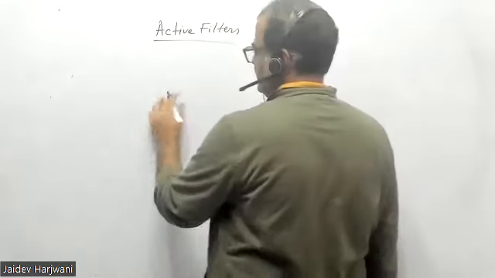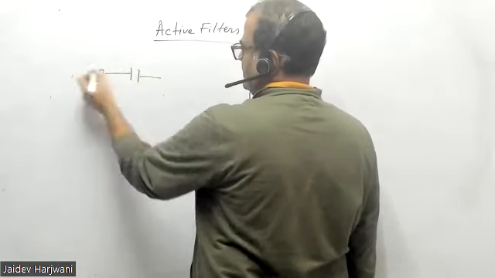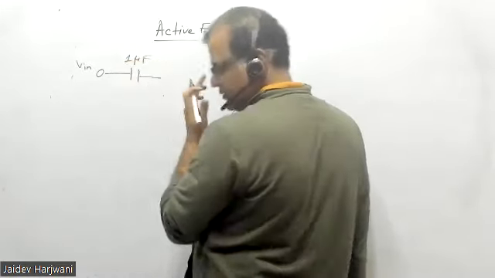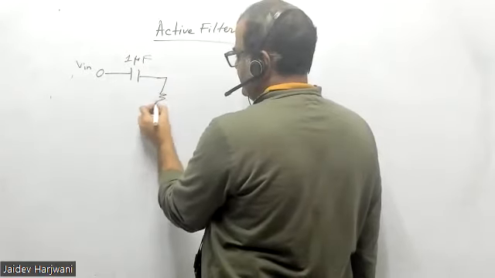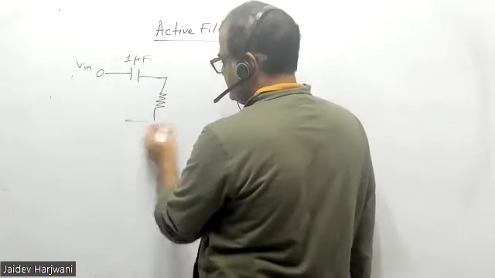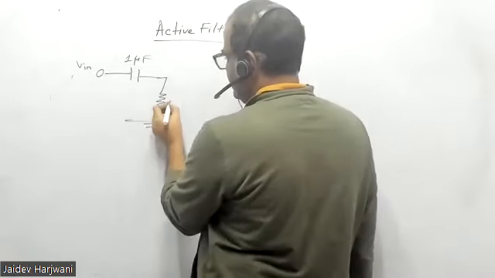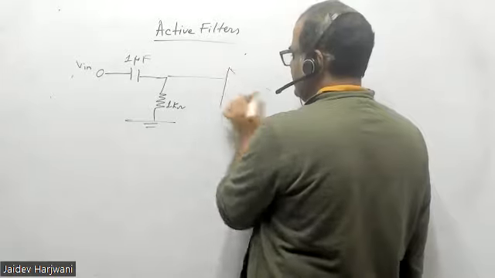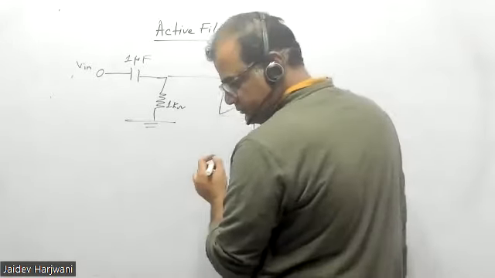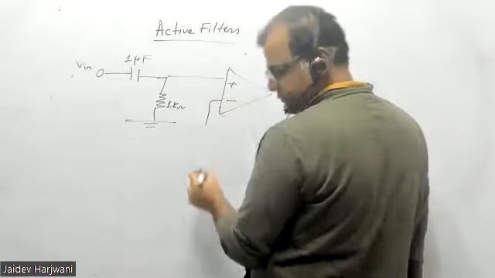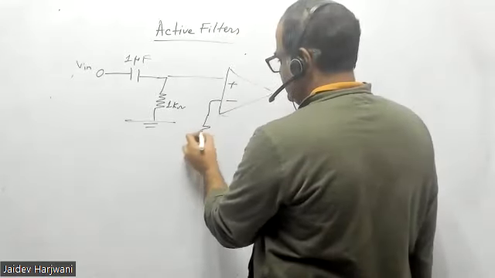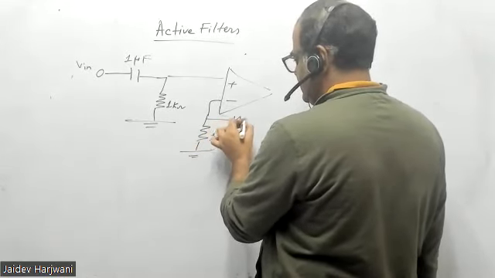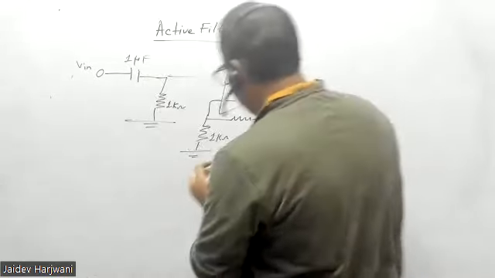Now let us see. I am putting V input here. This is 1 microfarad. This is a resistance here, 1 kilo. Here you have 1 kilo, and here you have again 1 kilo.